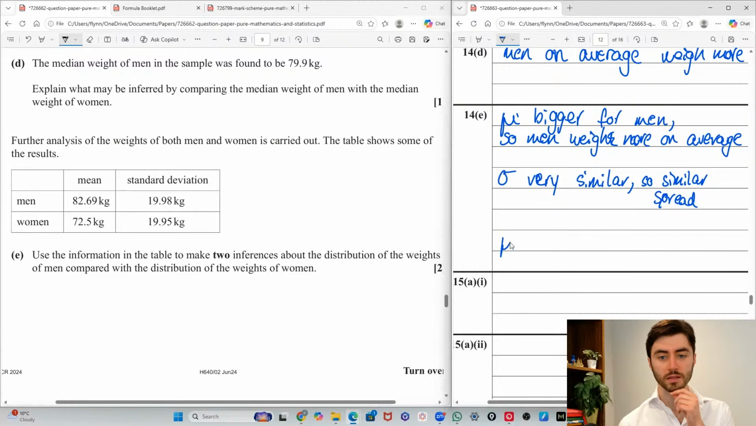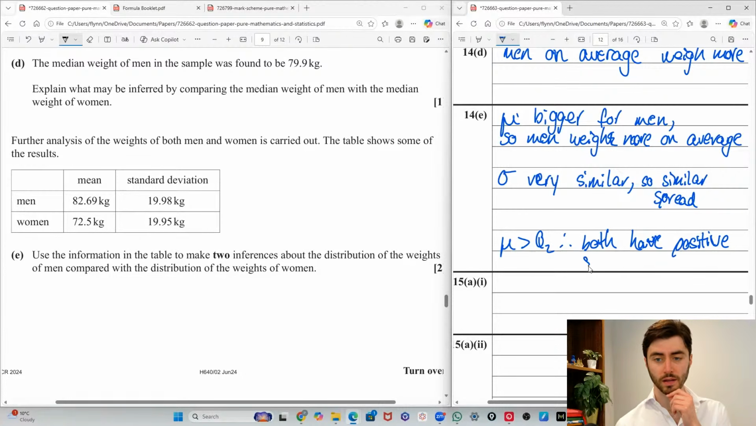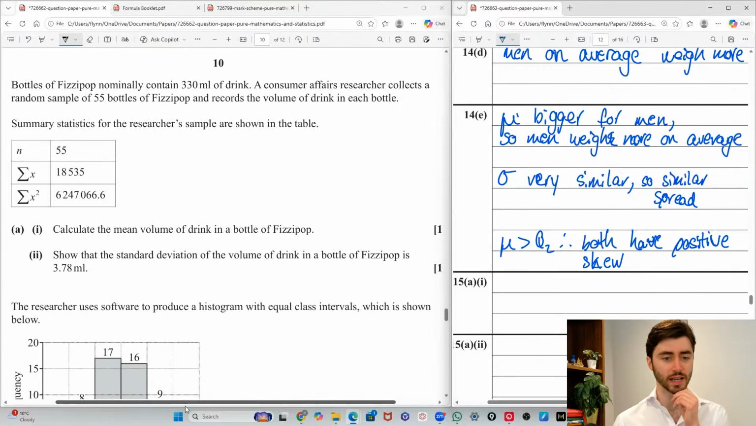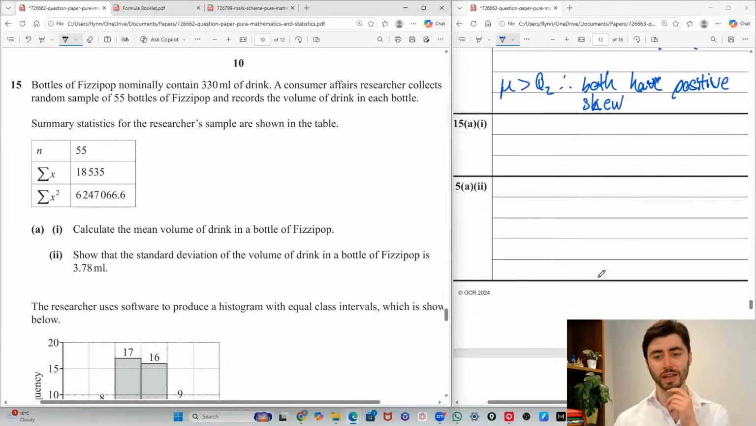So the means of both are bigger than the median. Therefore, both have positive skew, which kind of makes sense. There's much more room for your weight to be bigger, but smaller and you die. Okay, I didn't like that question so much, but that is fine. I mean, this is why I prefer mechanics to stats.